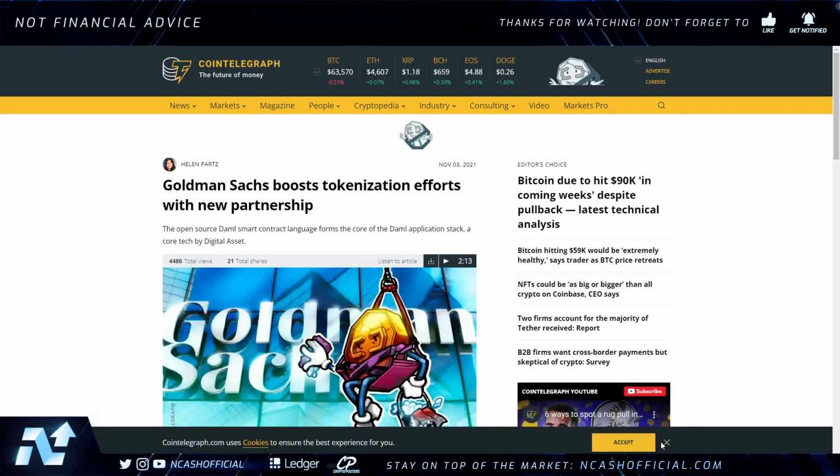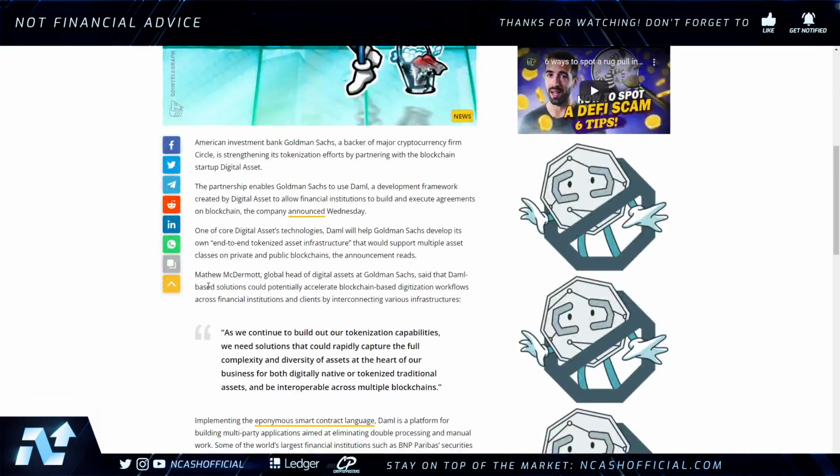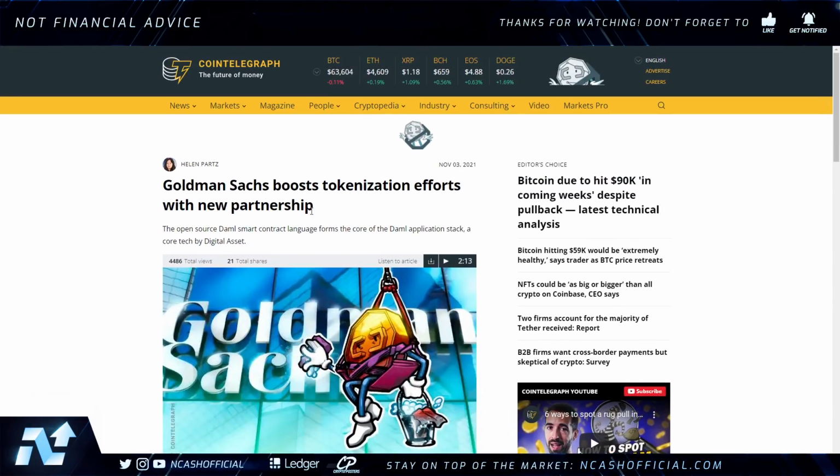And of course, we do see here Goldman Sachs boosts tokenization efforts with a new partnership. Understand what is happening. As we continue to build out our tokenization capabilities, we need solutions that could rapidly capture the full complexity and diversity of assets at the heart of our business, for both digitally native or tokenized traditional assets, and be interoperable across multiple blockchains. Okay, what just happened with Hashport? Made it interoperable across multiple blockchains. Again, this could easily be Hedera Hashgraph if they chose it. Now, I'm not saying that they're choosing, and I'm not speculating that they are. I'm just saying tokenization is at a rapid pace right now.